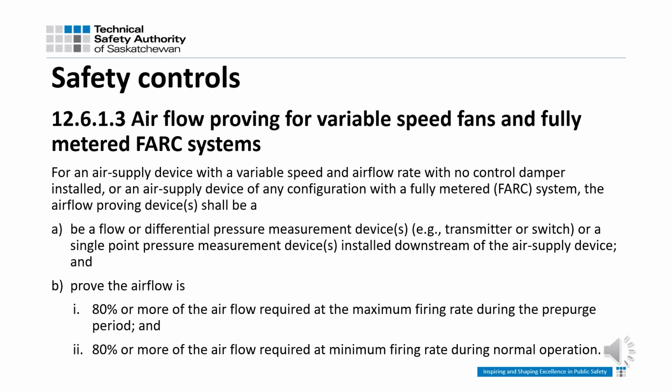12.6.1.3. This is when there is no control damper or a fully metered system. The airflow proving device shall be a flow or differential pressure measurement device or single point pressure measurement device installed downstream of the air supply device. B is the same requirements in 12.6.1.2.